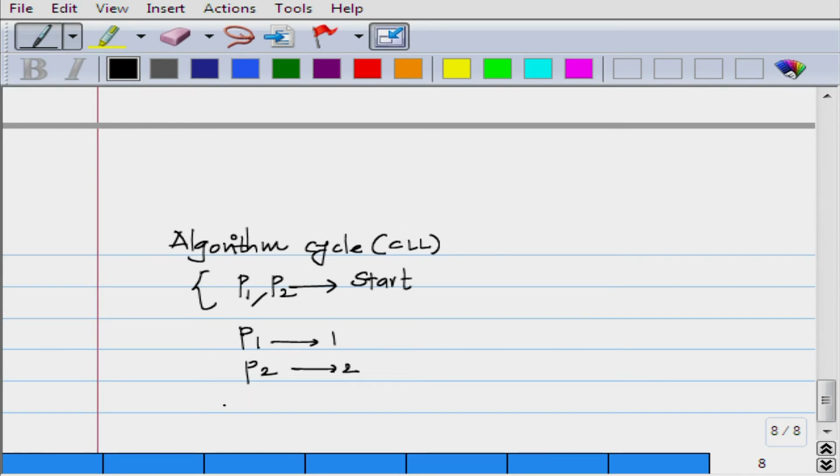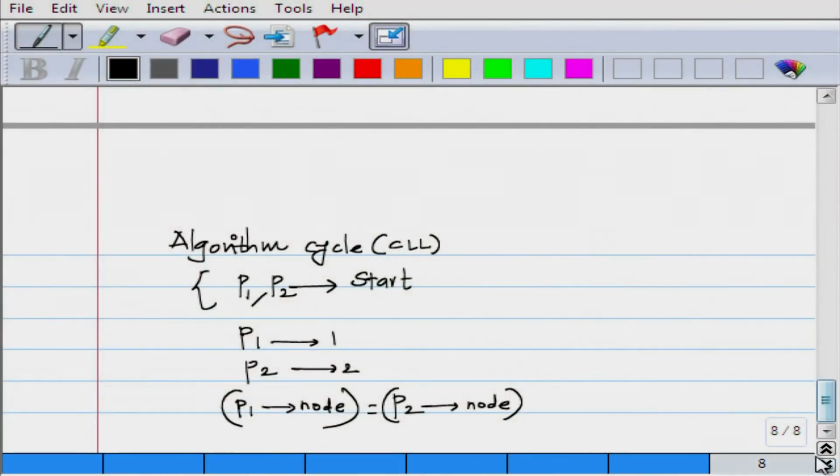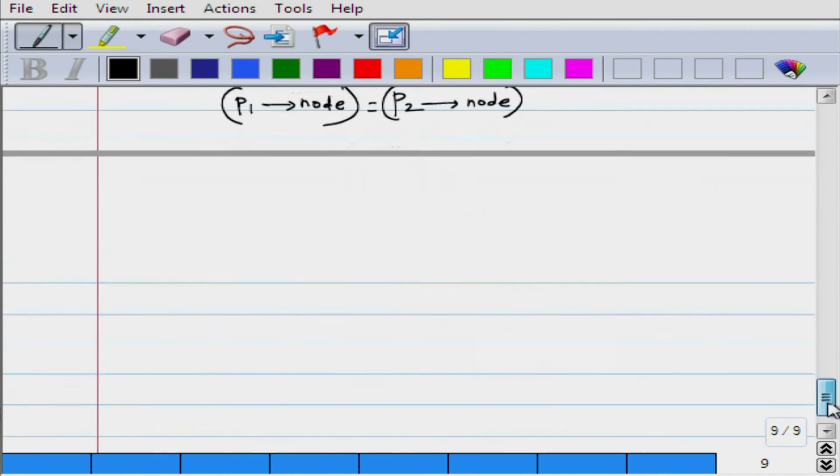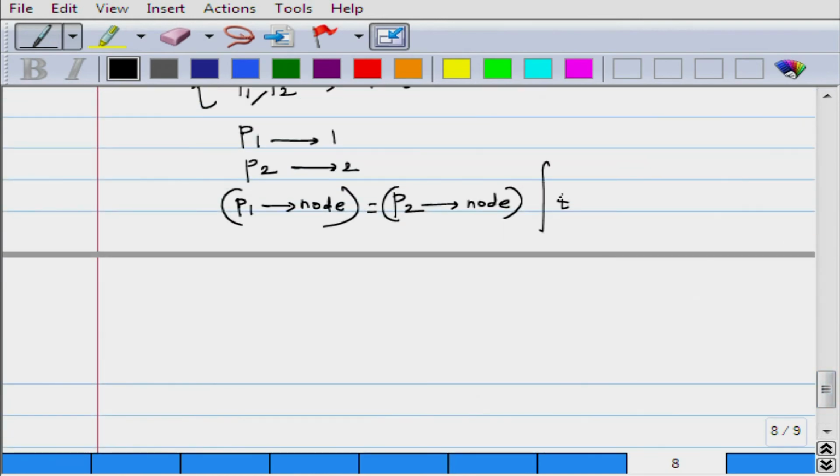Okay. Then somehow P1 is pointing to some node and P2 is pointing to some other node, and they are going to become equal. They are pointing to the same node. Then we are identifying, or assuming, or considering that there is a cycle.